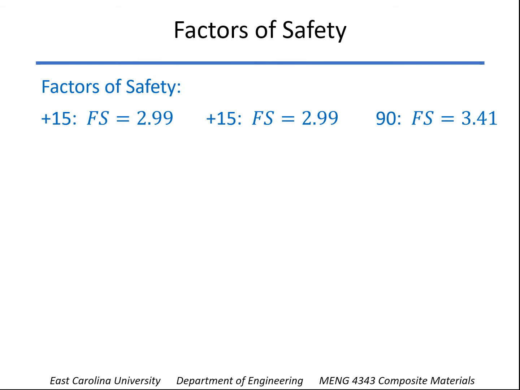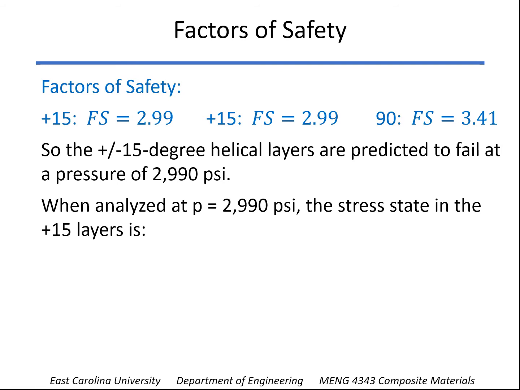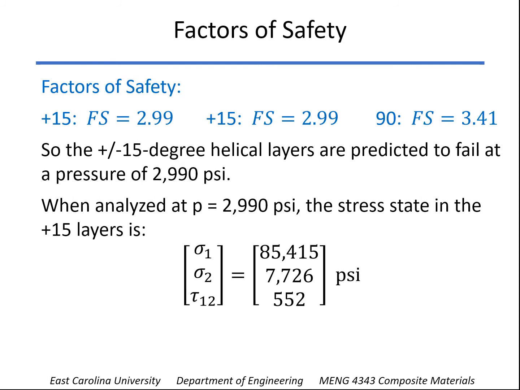And we can see the factors of safety just slightly below 3 for the plus and minus 15s, and a little bit more than that for the 90s. So we're predicting that we have failure at 2,990 psi internal pressure. And again, if I now analyze at that pressure, of course we're going to come up with a factor of safety of 1 for the plus and minus 15s, but the stress state, as you can see, is shown here.